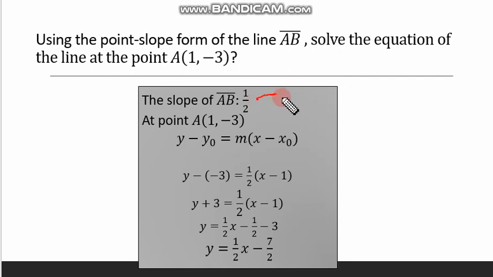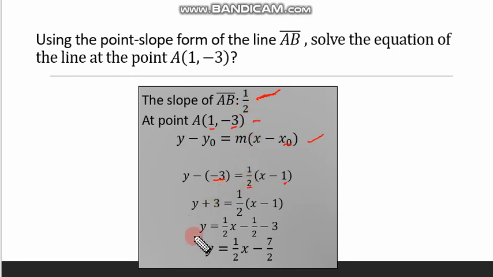Okay, the slope of line AB was 1/2. We have previously gotten that. And here at the point A, 1 and negative 3, using this point slope form, we solve the equation of the line. So y minus y sub 0 is equal to m times the quantity of x minus x sub 0. We have the coordinates of point A, which is 1 and negative 3. That's our x sub 0 and y sub 0, and the m is 1/2. So x sub 0 is 1 and y sub 0 is negative 3, while the slope is 1/2.